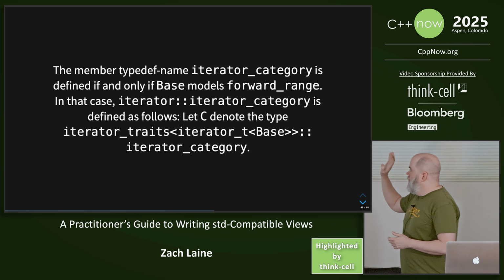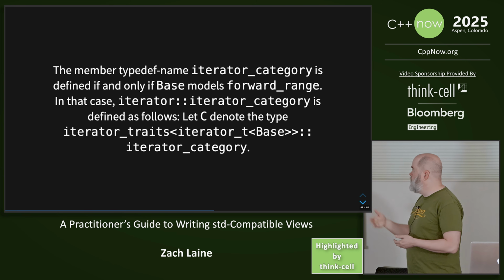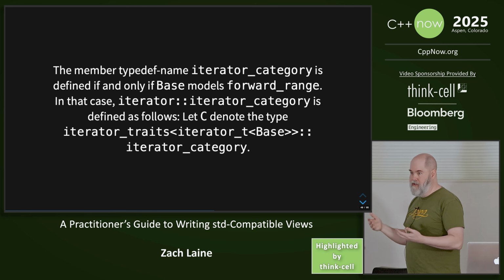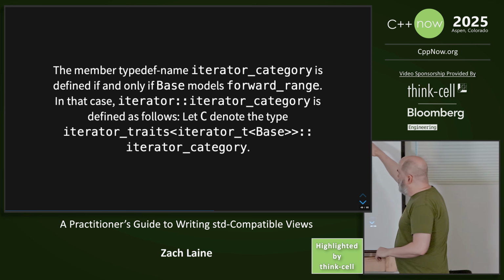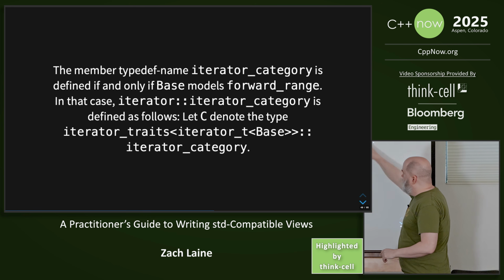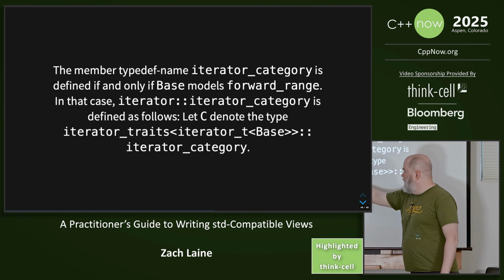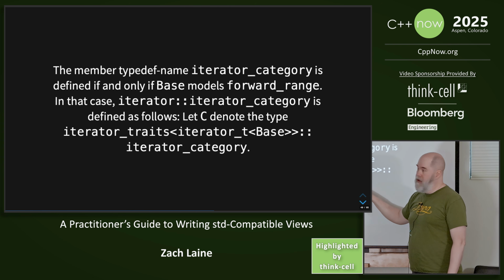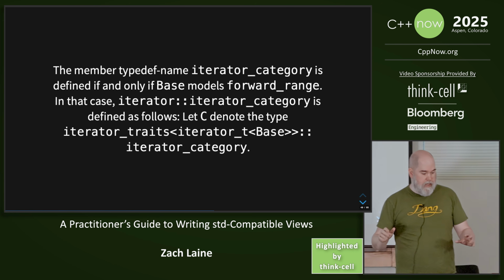Okay, so before you have reflection from C++26, you're going to have to do something like you have a base class, you specialize it, it's either empty or it's got this typedef in it. It's really awkward to write. But then if we are in the forward range regime, the way we do it is like this. First of all, we say, if I took an iterator out of base, what does iterator traits tell me its category is? Okay, so whatever that would be, we're going to call that C.